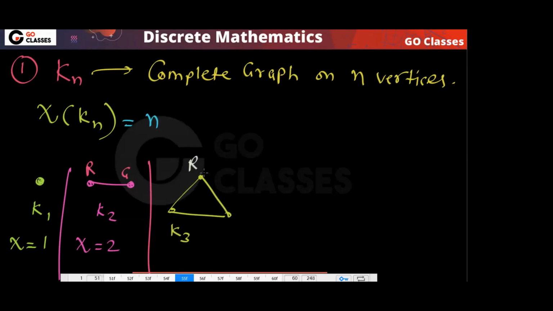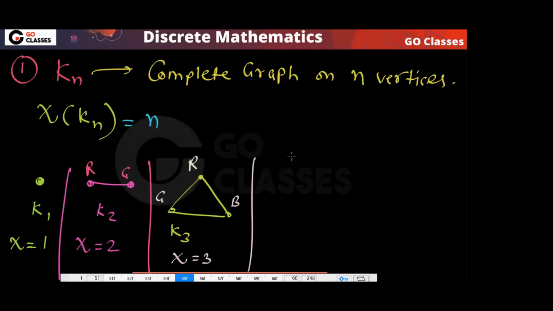You can notice if I give red color here, I cannot give red color here because every 2 vertices are adjacent. You cannot reuse a color. So that is the idea. I have to give different colors. So for this graph, the chromatic number will be 3.